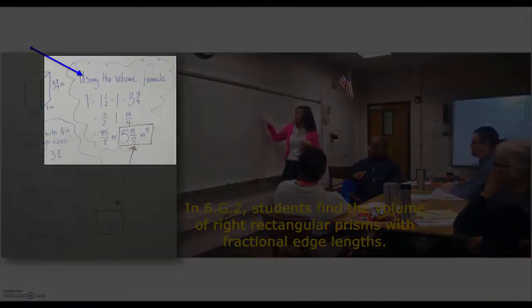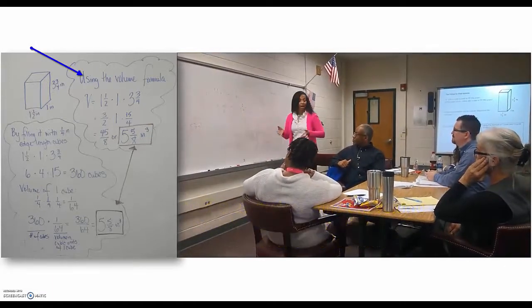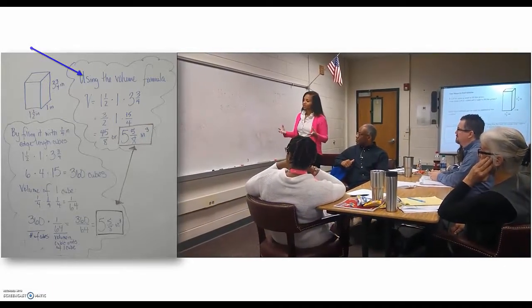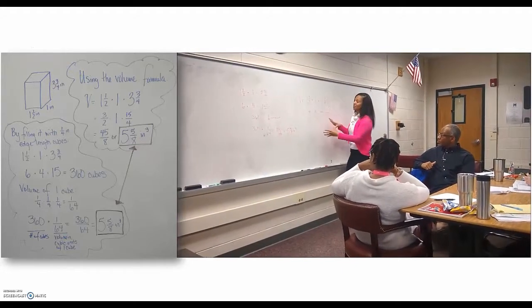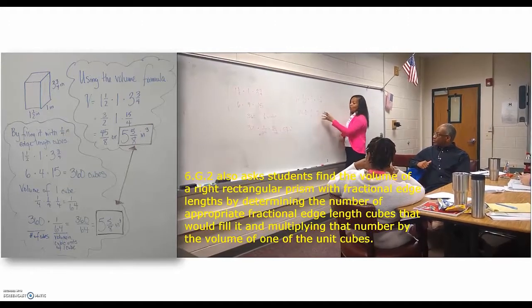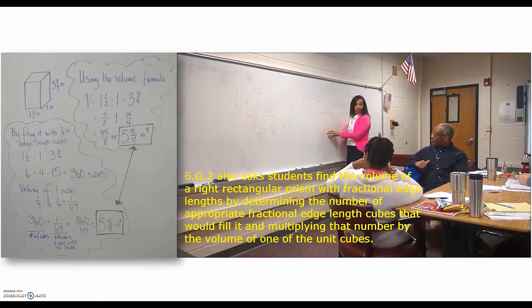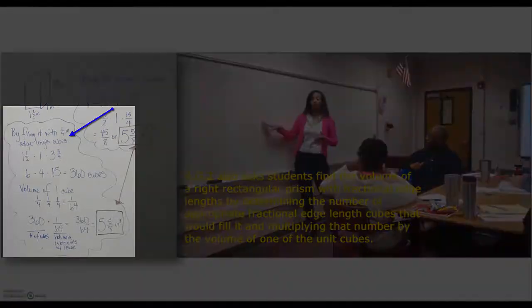Length times width times height. Here we're using fractional edge lengths. This is the volume of that prism. Now here's the difference that we are going to challenge our students with. Because we're asking them, well, what if we were to fill it up with, instead of 1 inch by 1 inch by 1 inch, we're now going to use what type of cubes?